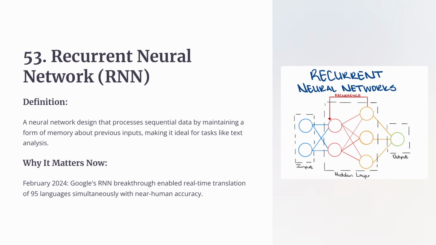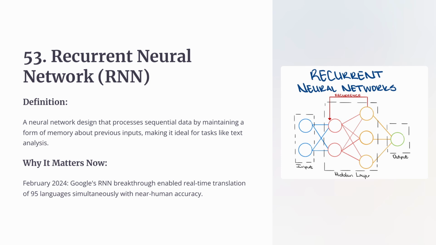A recurrent neural network is a neural network design that processes sequential data by maintaining a form of memory about previous inputs, making it ideal for tasks like text analysis. Imagine reading a book. You understand each new sentence in the context of previous ones. That's exactly what RNNs do. Google's achievement with simultaneous translation is like having a universal translator from science fiction that can understand and translate conversations in real time across 95 languages.